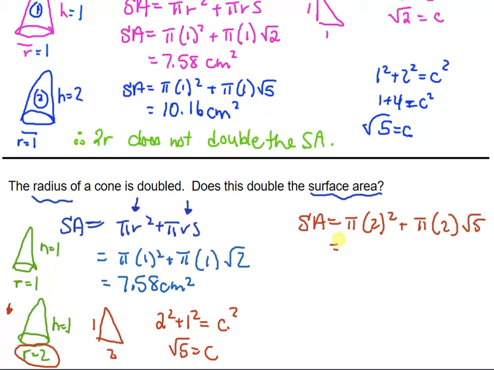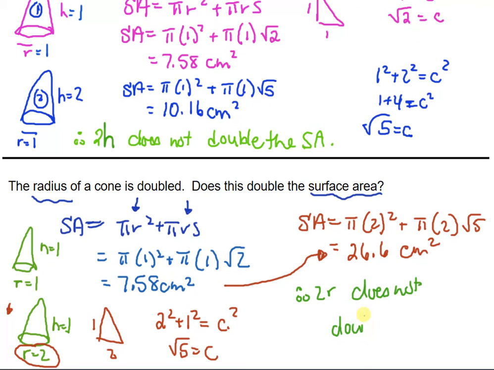Now all we have to do is plug that into our calculator. So 3.14 times 2 times 2 plus 3.14 times 2 times root 5. I get 26.6. So if we take a look at 7.58 versus 26.6 centimeters squared, the answer is no. Therefore, 2r, oh, this is 2r, does not double the surface area. And that's it.